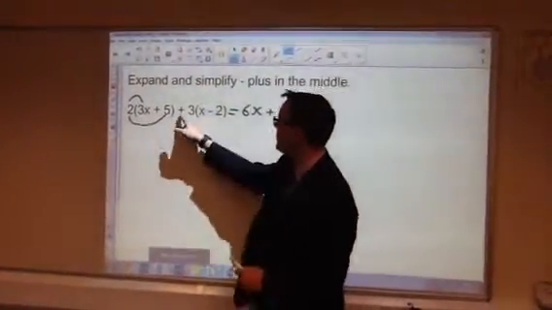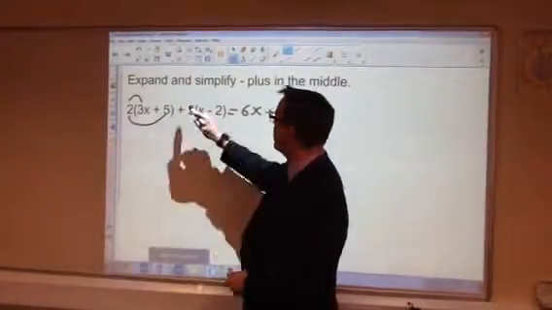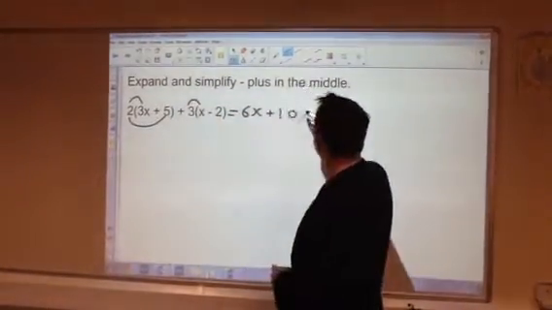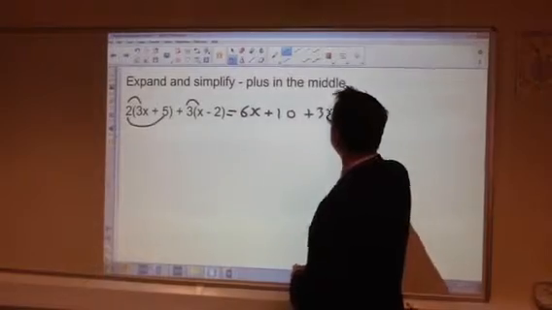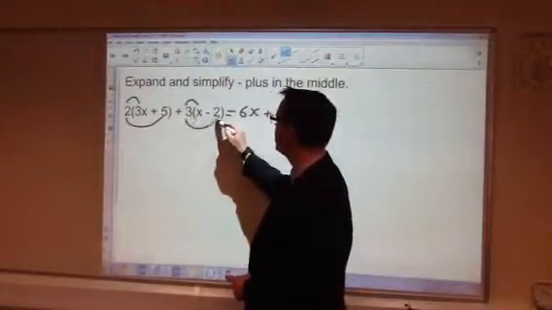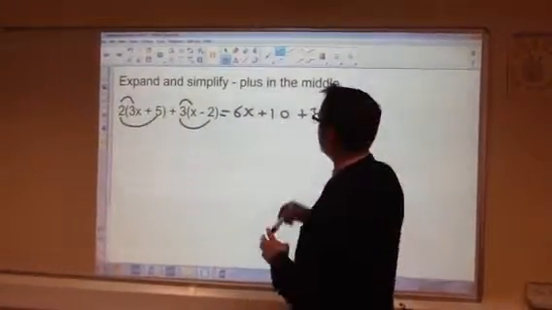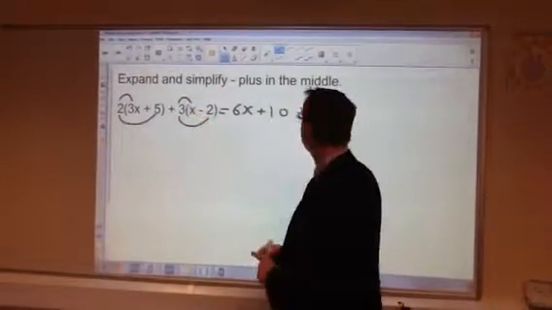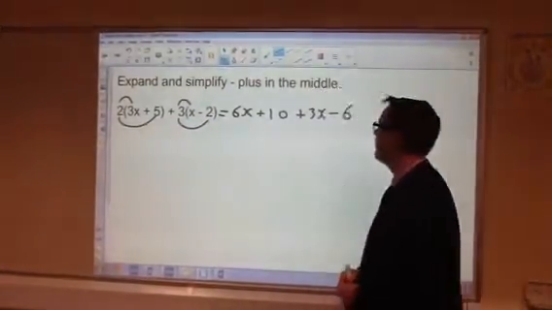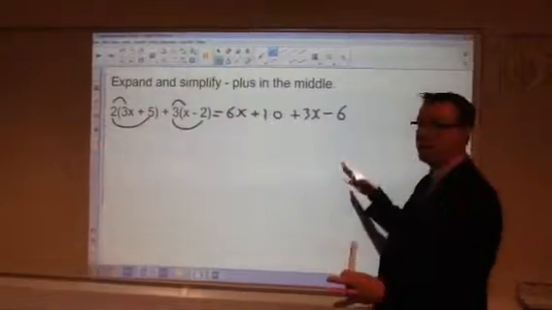The second bracket has got a positive 3, so we don't need to worry. So we do 3 times x, which is positive 3x, and then we do 3 times 2, which is 6, and of course in the middle there's that negative sign. So we put a negative sign there. Okay, that's our expansion done.